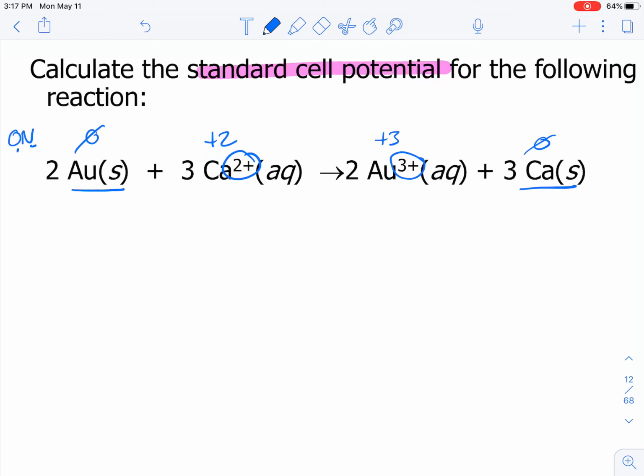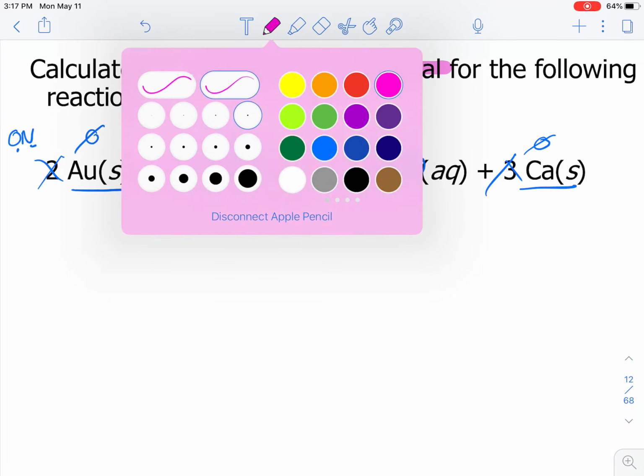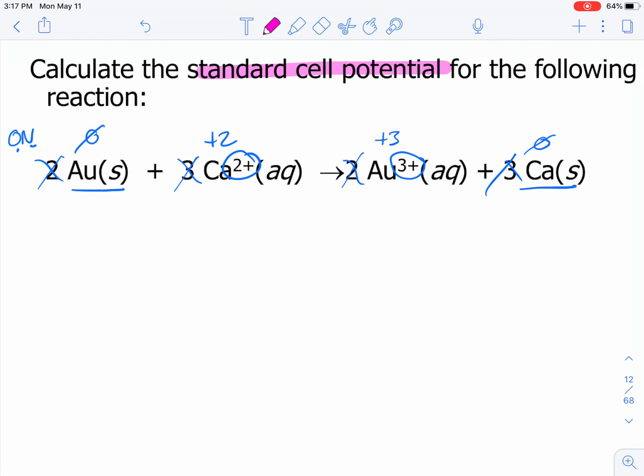And so remember that the standard cell potential is an intensive property, and so therefore I don't really need to pay attention to these coefficients. You guys don't really want to pay attention to any of your coefficients when you're calculating your standard cell potential. Just treat them as if you have a 1-to-1-to-1 ratio, even though your balanced chemical equation tells you otherwise.